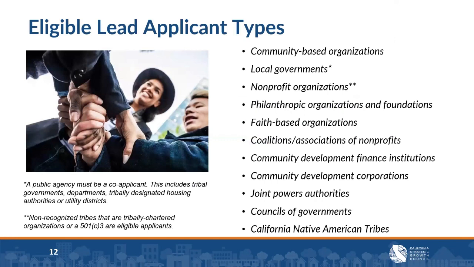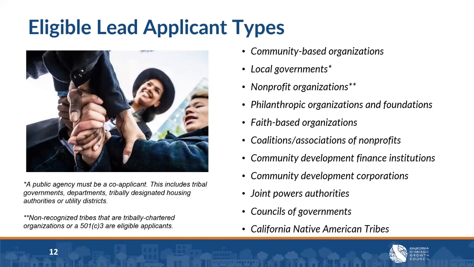Okay, so obviously all these slides are very important, but this is certainly the foundation that tells you whether or not you could lead one of these proposals. So we have a list here of eligible lead applicant types. It's pretty expansive. There are a few caveats listed here that I'll go over, but generally community-based organizations, local nonprofits, joint powers authorities, Councils of Governments, California Native American tribes, as well as other forms of those same types of organizations are all eligible to lead the entire application.